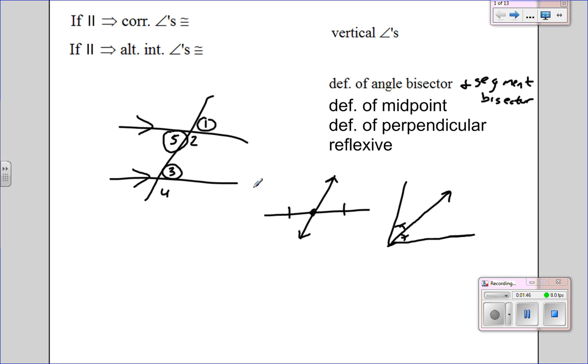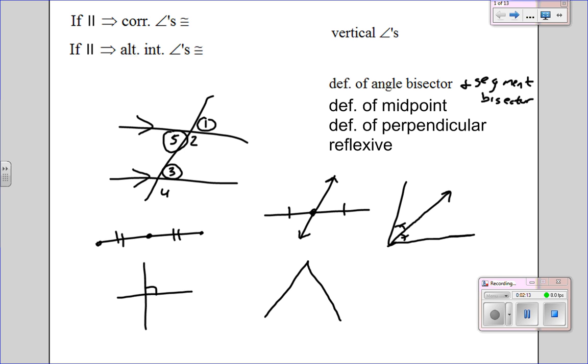You're also going to use definition of a midpoint. Let's say you have a segment, and on that segment you have a point that cuts it in half. Well, that would be a midpoint, so you know that this segment here would be congruent to this segment by the definition of a midpoint. Also, you have perpendicular lines, so if you have a right angle made by perpendicular lines, you know it's a right angle because that's the definition of perpendicular. Two lines that intersect to make a right angle.